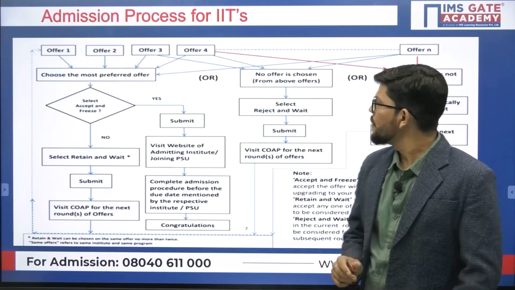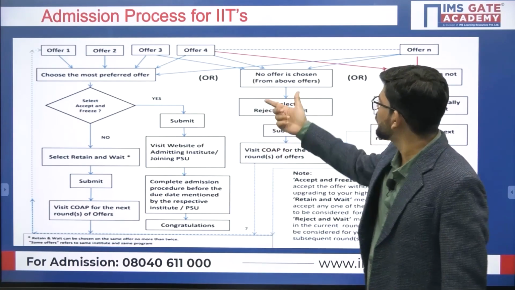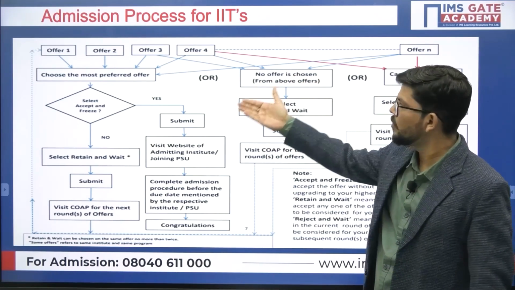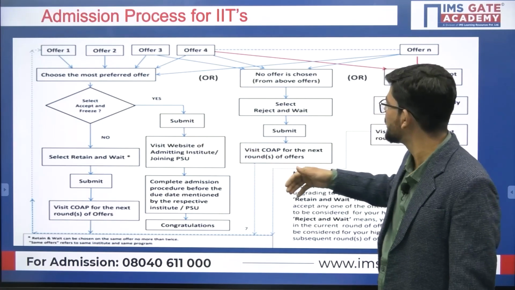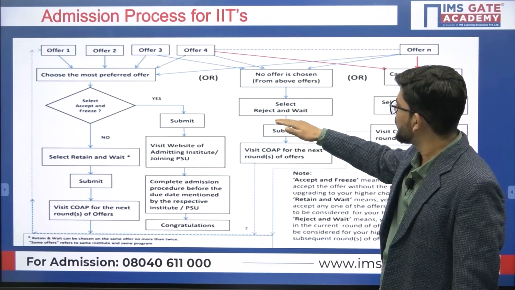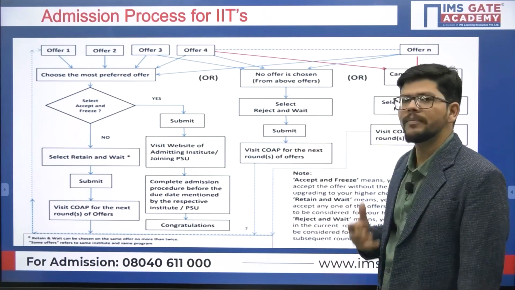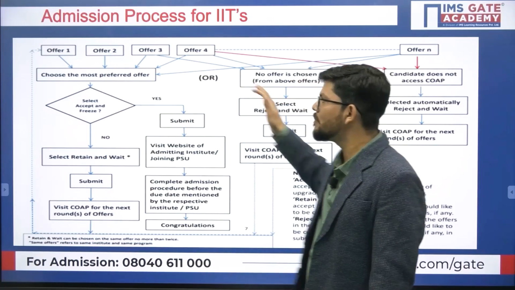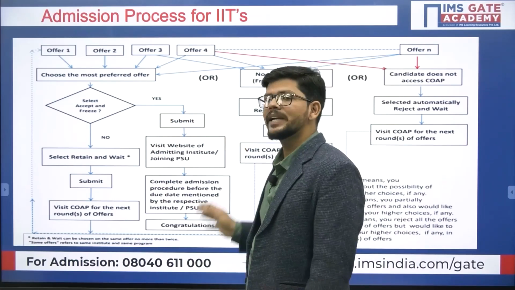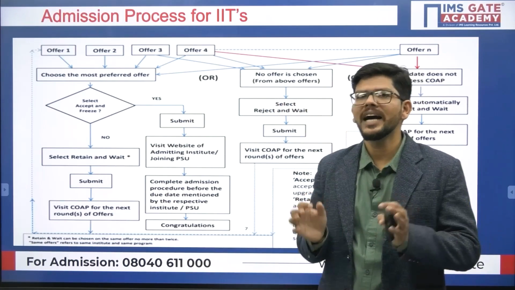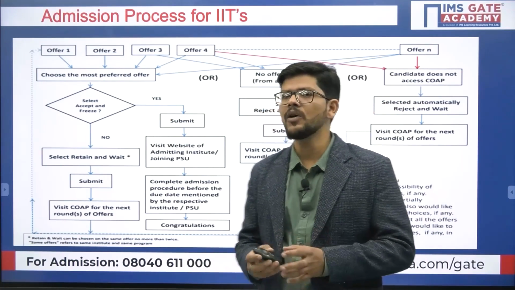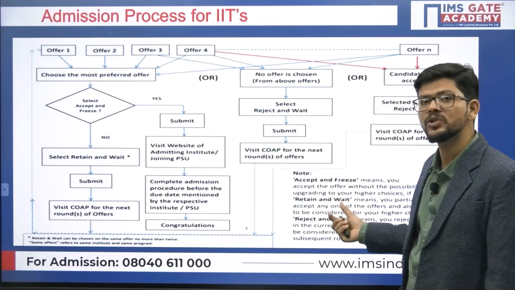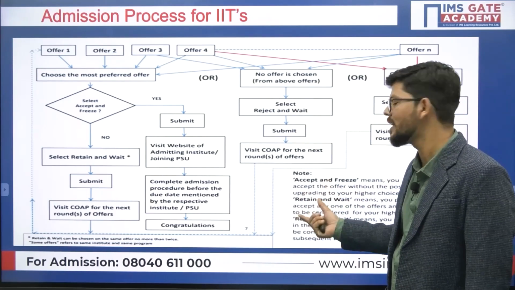Okay. So the third option is that if you don't choose any of the options given to you, then automatically the options will be rejected and you have to wait, and you are eligible for the next round of counseling. So you will keep on participating in the next round until you choose a seat. Okay. So these 3 options are very important. So do understand these options very carefully.